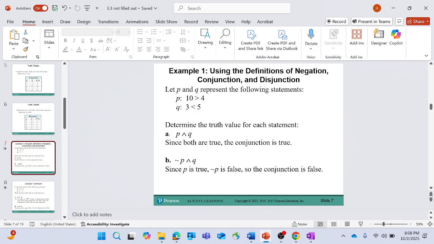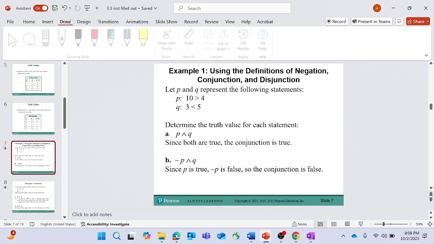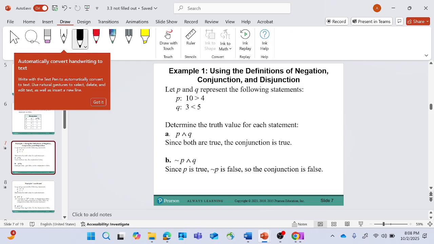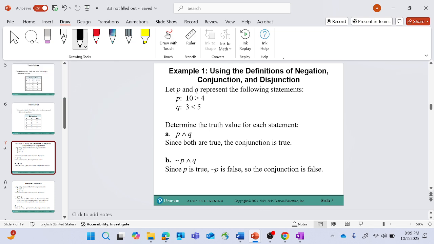All right. So using the definitions of negation, conjunction, disjunction. So here, let P be 10 is greater than 4 and Q is 3 less than 5. Those are both true statements. So P and Q, since both are true, the conjunction is going to be true, right? You can kind of think of it as, if this is true and true, right? P is true and Q is true. So since they're both true, the whole conjunction is going to be true.